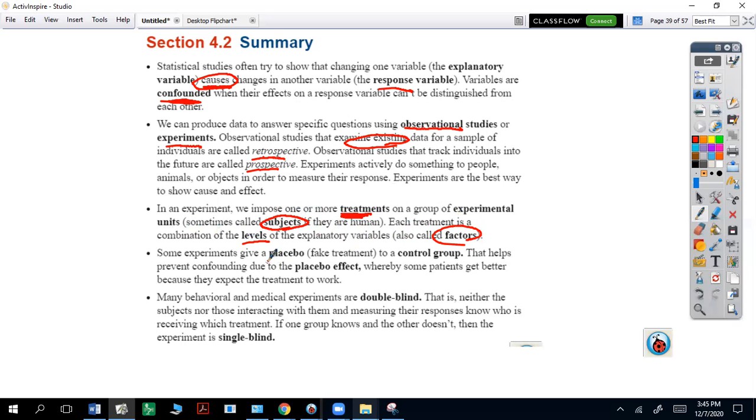A placebo is used to basically help control the group. We want to prevent confounding due to the placebo effect, because taking a medicine, you might think that you are being treated when in actuality you aren't. So we have to offset that with placebos. Blind versus single blind, double blind. Double blind is when the experimenter and the person being experimented on don't know what treatment they're getting, and single blind is only when one group doesn't know what the experiment is doing.